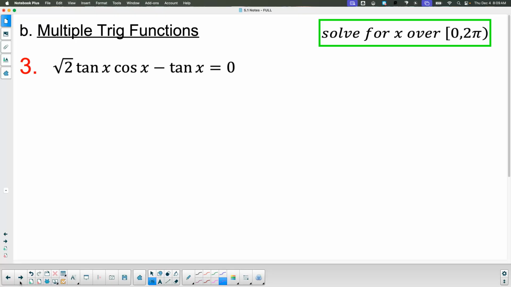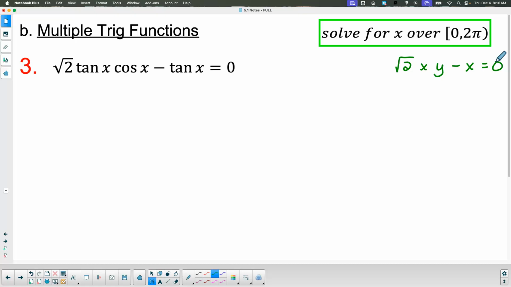Now, when there's multiple ones, if you can get it to a single solitary trig function, great, grand, wonderful. Okay, love it. If you can't get it down to a single solitary trig function, then you've got to think about this one. Again, if we think about this one as square root of 2xy minus x equals 0.